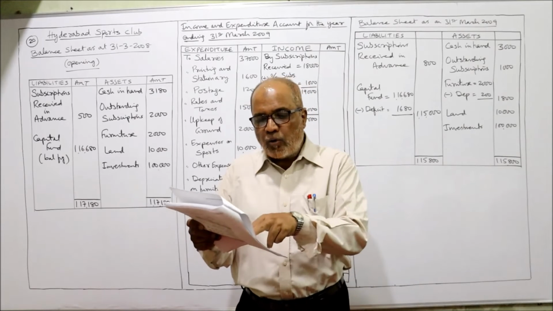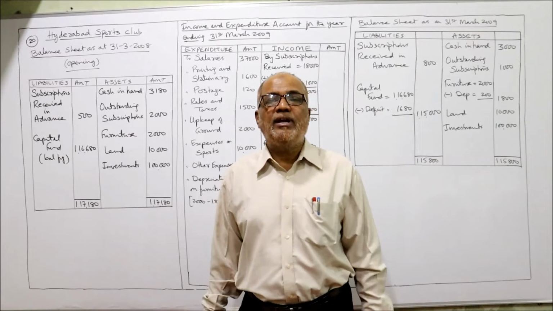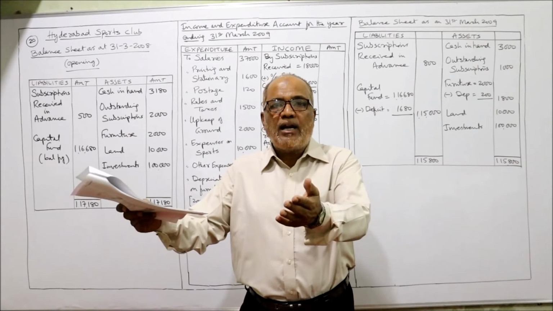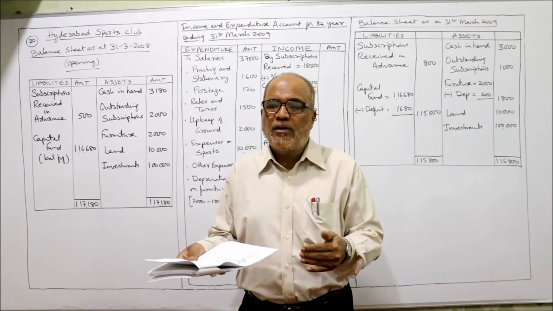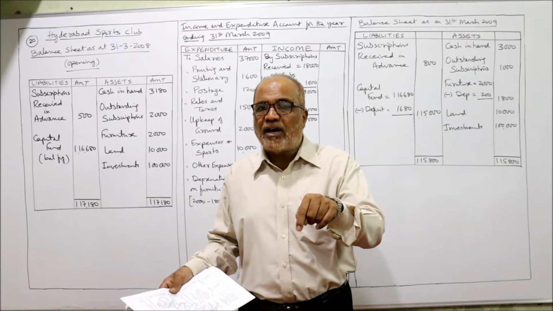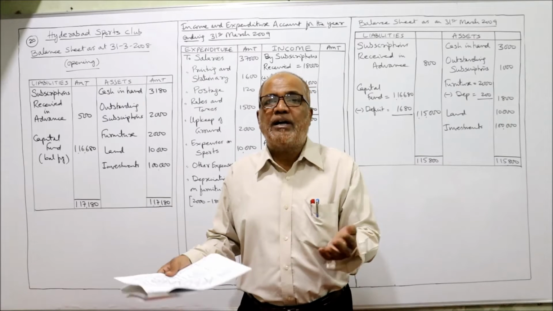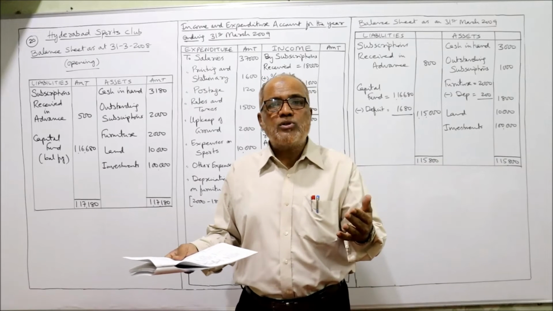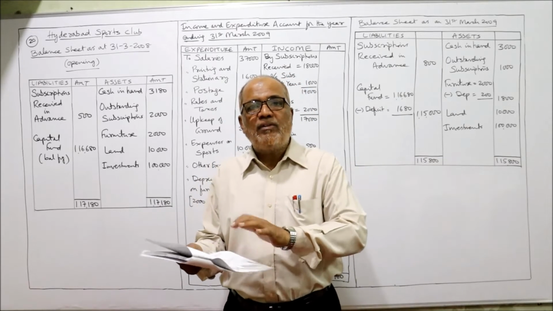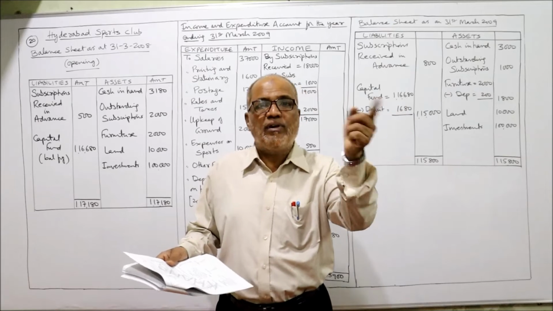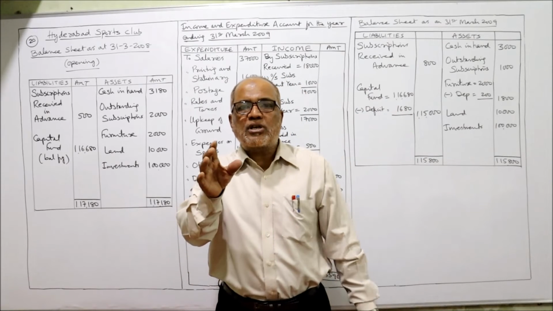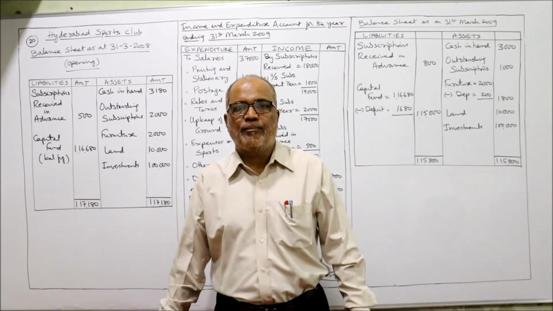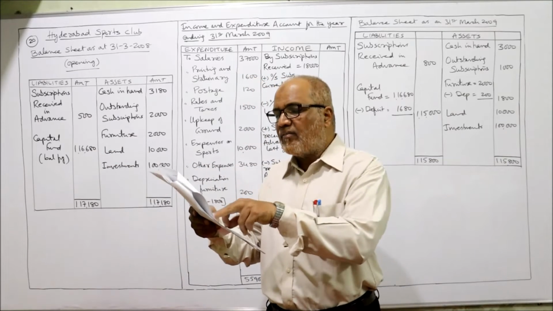That's it. Now the new point is subscription received in advance. It is opposite to outstanding. Outstanding means due but not received. But subscription received in advance means already we have received but it is not due. So we have to do it opposite. Subscription received in advance last year will be added and subscription received in advance at the end of the current year will be deducted. So last year received in advance how much?